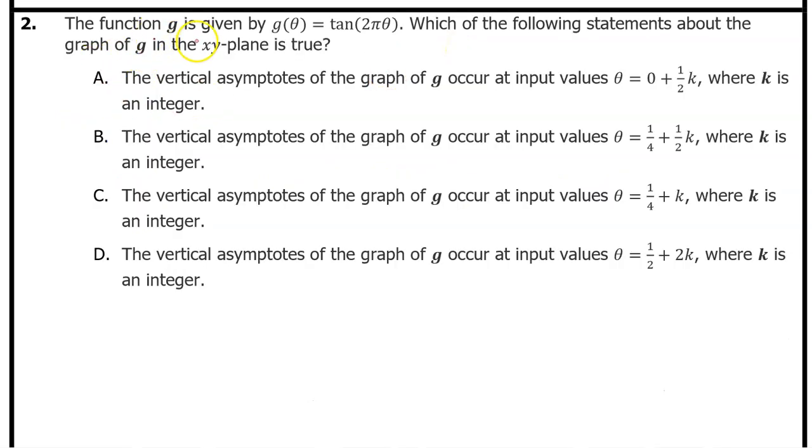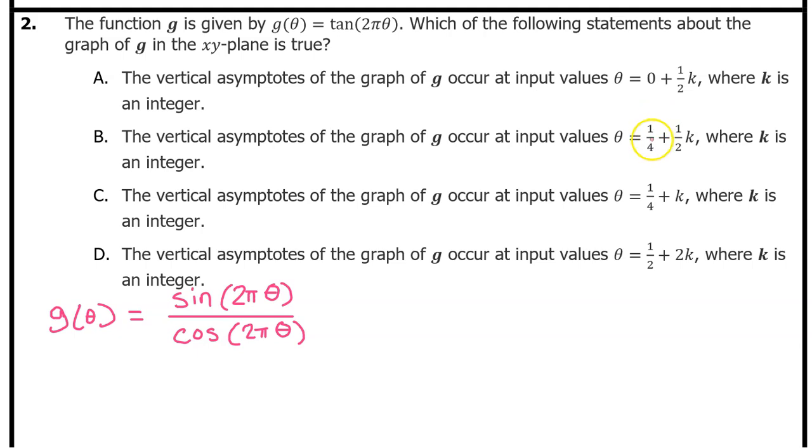Number 2. The function g is given by g of theta equals the tangent of 2 pi theta. Which of the following statements about the graph of g in the xy plane is true? Each answer choice gives an equation representing the infinitely many vertical asymptotes of tangent 2 pi theta.